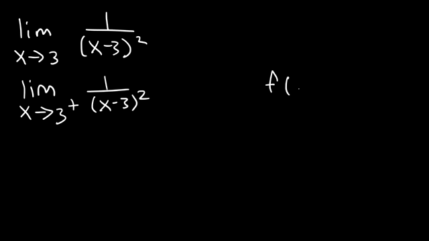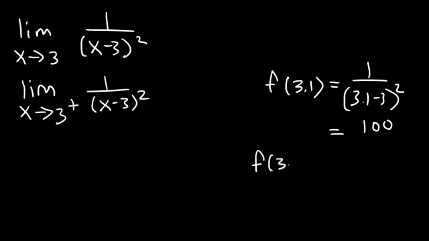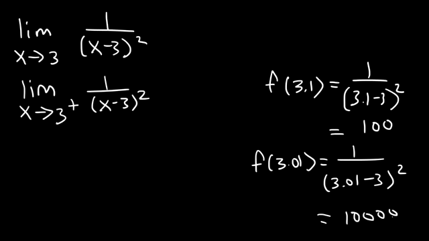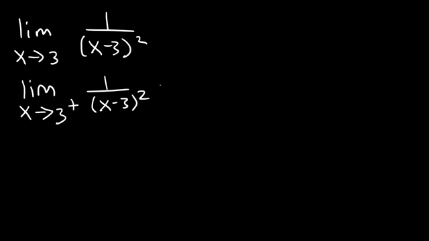So if we plugged in 3.1, what will we get? So 1 over (3.1 minus 3) squared. So if you write it like this, this is equal to 100. Now f of 3.01, which is 1 over (3.01 minus 3) squared, that's going to give you 10,000. So therefore, as x approaches 3 from the right side, this is going to positive infinity.